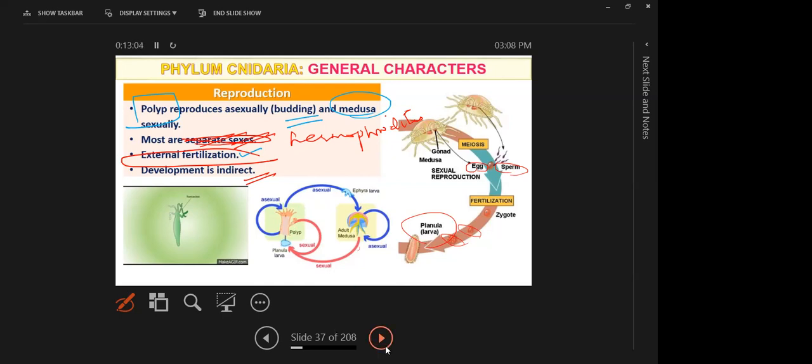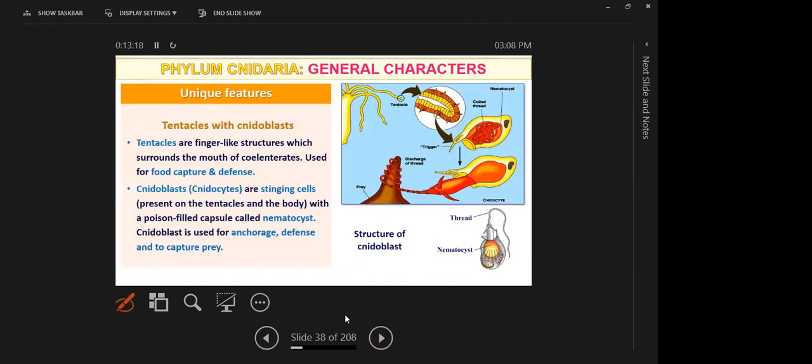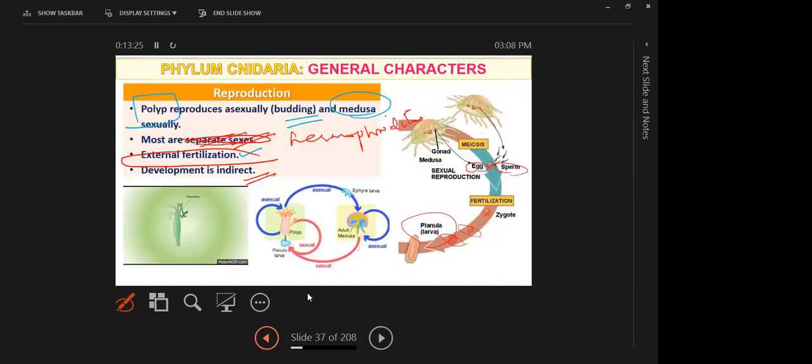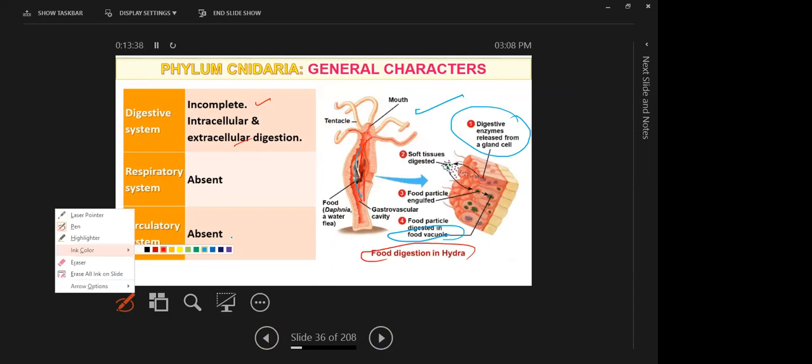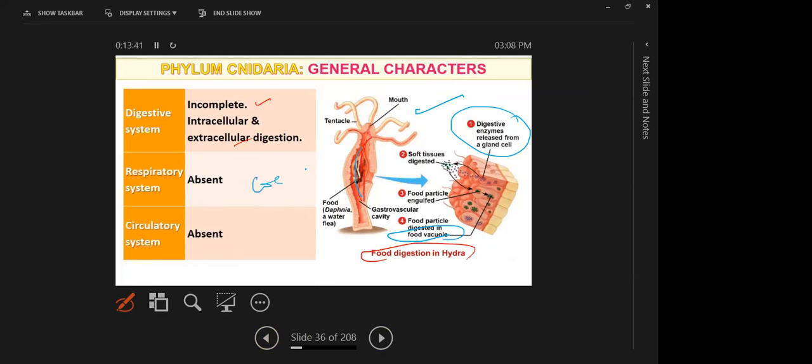So polyp and medusa are the two forms, the adult structures, that we get to see in Coelenterata, Cnidaria. Now, why do you call it Coelenterata? Because of the central cavity called coelenteron. This cavity within the body is called coelenteron. Every group of organisms has a specific name because of a specific feature.